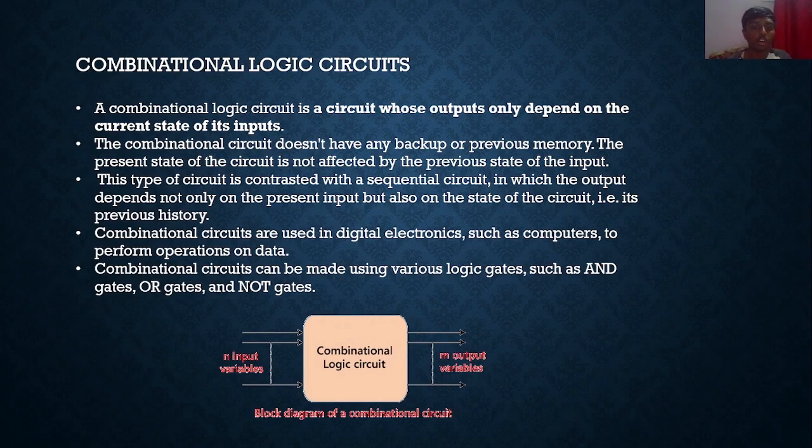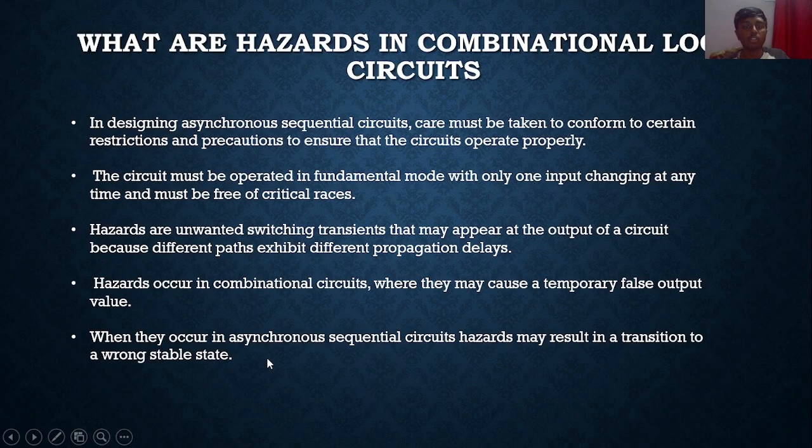Combinational circuits are used in various applications like in digital electronics such as computers to perform operations on data. Combinational circuits can be made using various logic gates such as AND gate, OR gate and NOT gate. Here is a block diagram which shows a combinational logic circuit. Here there are M output lines and N input lines. These M output lines vary depending only on the N input lines and not on the previous input states.